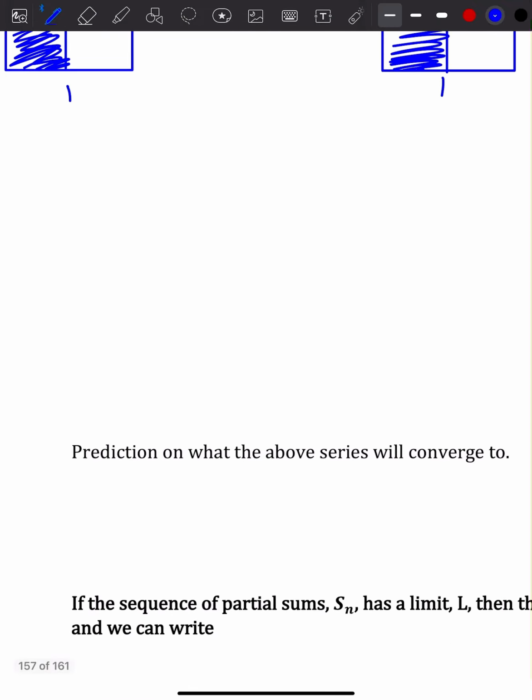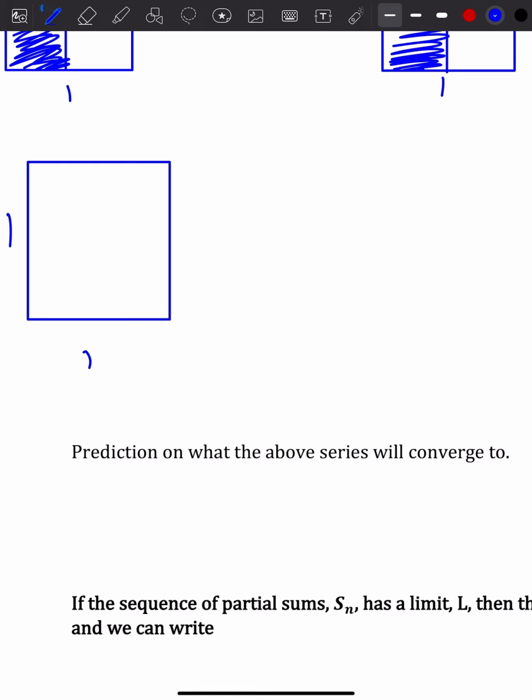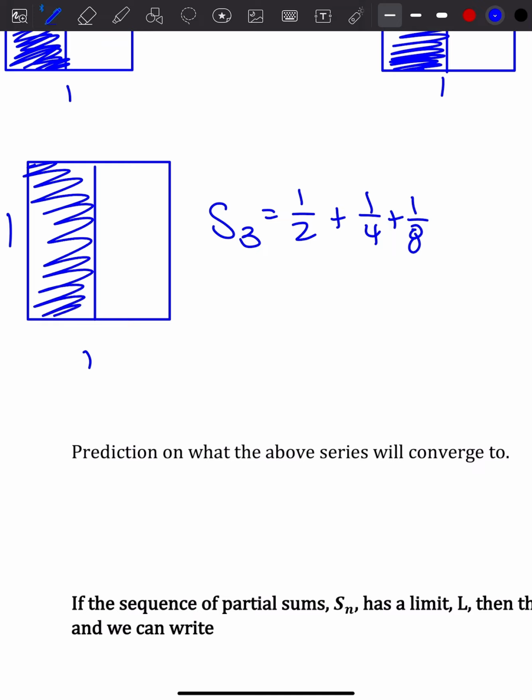S sub 3, we're going to be adding together 1/2, 1/4, and 1/8. So half of this is our 1/2. Half of the remaining is our 1/4, and half of that is that 1/8. Altogether, that's going to give us 7/8.